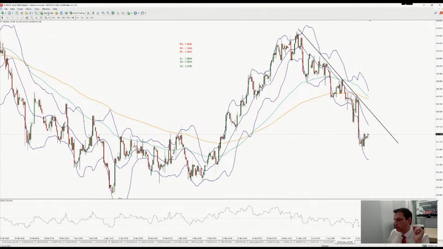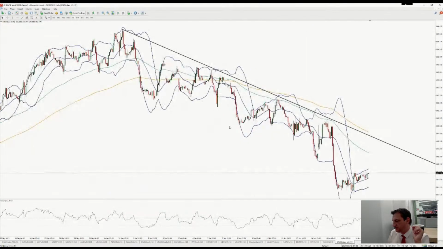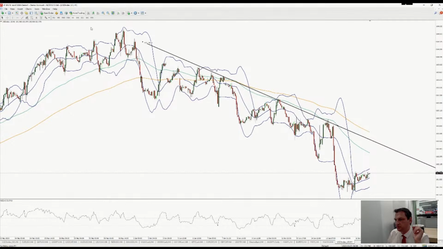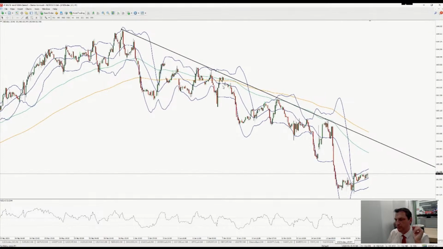Let's drill into the 1-hour chart. Note how there is a small upward consolidation of the price action. It's a correction higher. And as long as the downward trend line persists, I would be maintaining my downward movement in my bearish outlook.